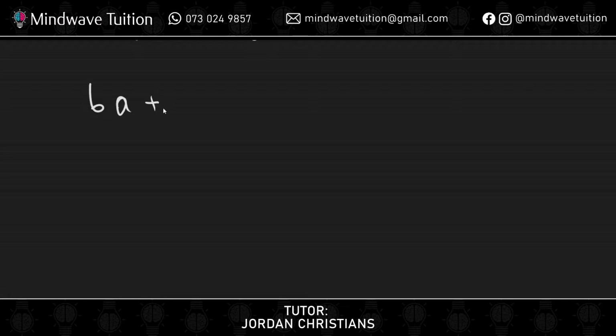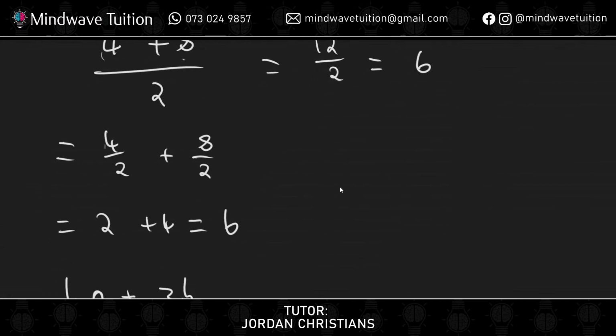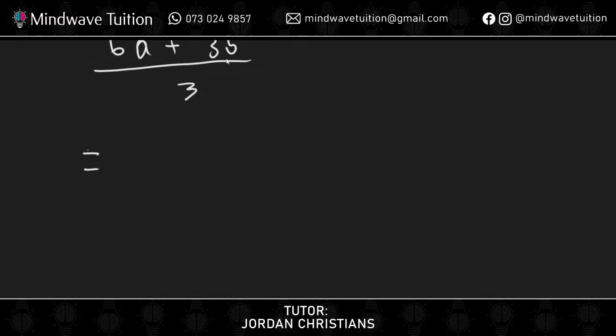So 6a plus 3b all over 3. So we can't really do any adding here. Again, the reason why this worked is because these are just numbers. We can just add them and get an answer, but we have variables, so we can't do anything with them because these aren't like terms. That's an a and that's a b, so they aren't like.